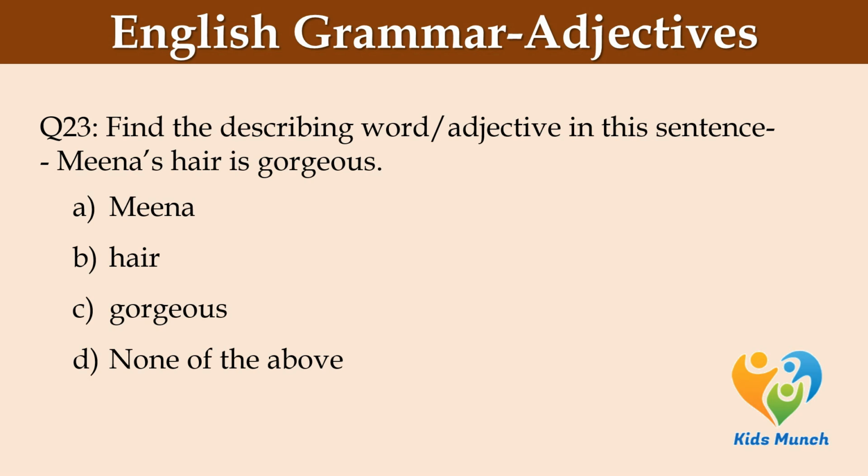Find the describing word or adjective in this sentence. Meena's hair is gorgeous. Option A, Meena. Option B, hair. Option C, gorgeous. Option D, none of the above.